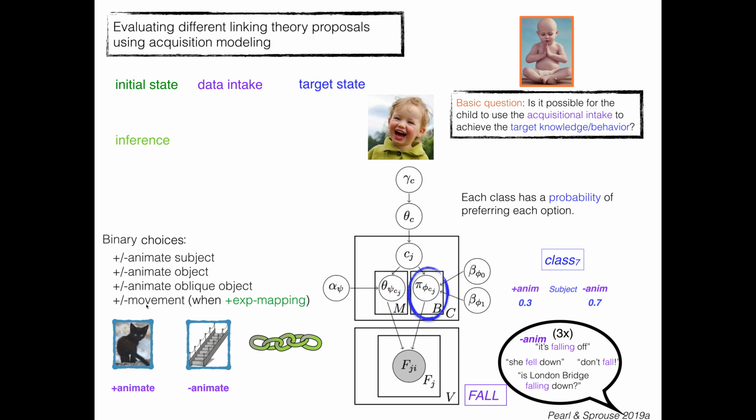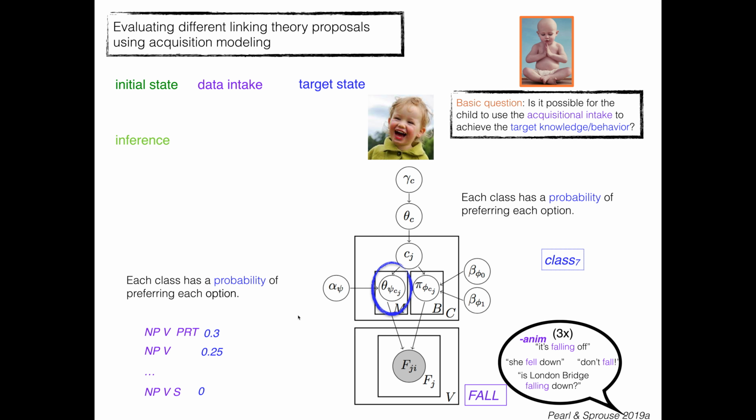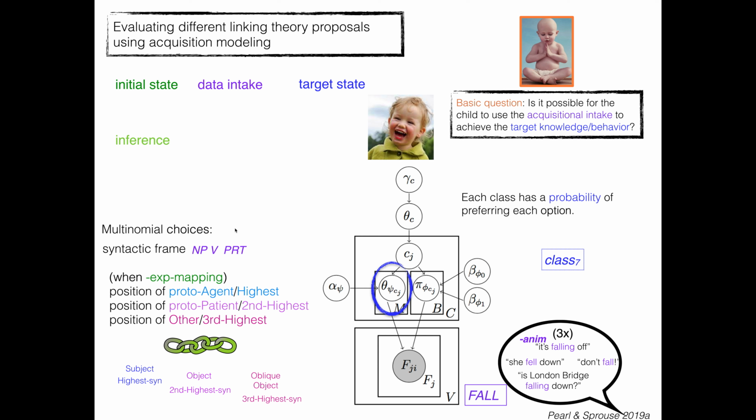Then there are also multinomial characteristics, such as which syntactic frame a verb is appearing as, what is the distribution over syntactic frames. So each class has a probability of preferring each option, right? That's its preferred distribution over syntactic frames. And so the multinomial choices are always going to involve the syntactic frame, what that distribution looks like. And if there's not yet an expectation of mapping, it's also going to include the position of those intermediate thematic representations, what the distribution is of that over the syntactic positions.